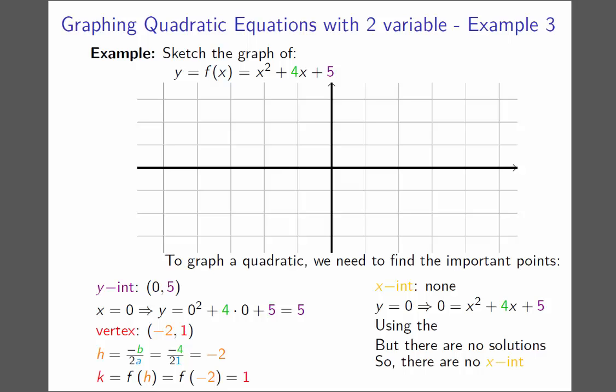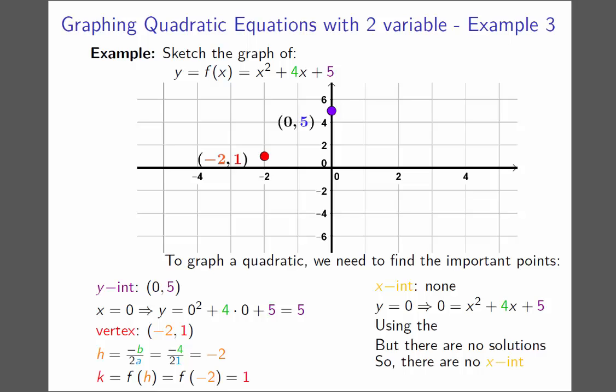And now that we have all of our points, we can sketch our graph, starting with scaling our axes. Here, our biggest y value is 5 and our biggest x value is negative 2. So we'll pick a scale that nicely fits these numbers in our window. Now, we can plot the y-intercept at (0, 5) and the vertex at (-2, 1).